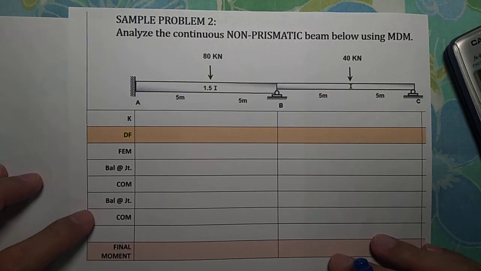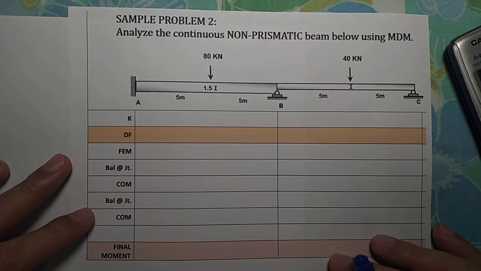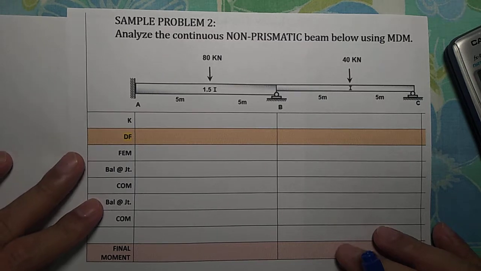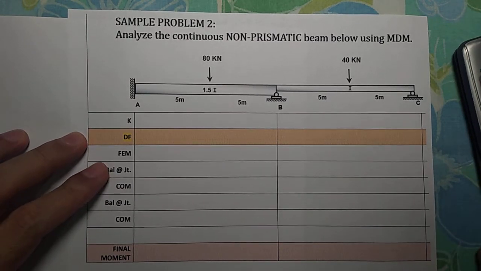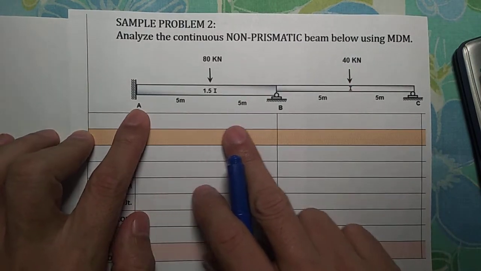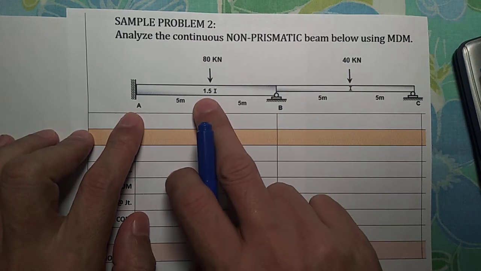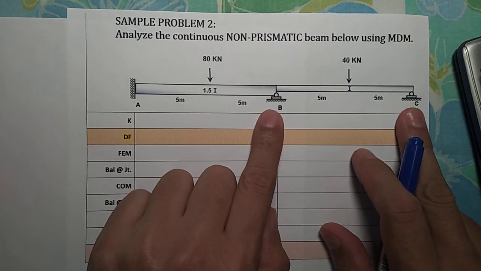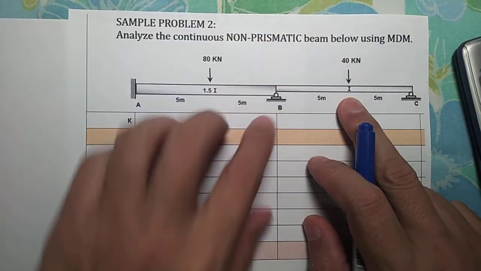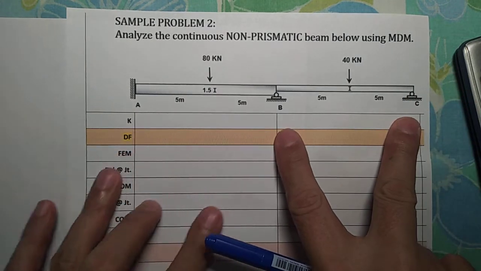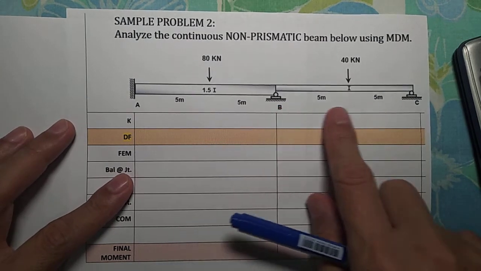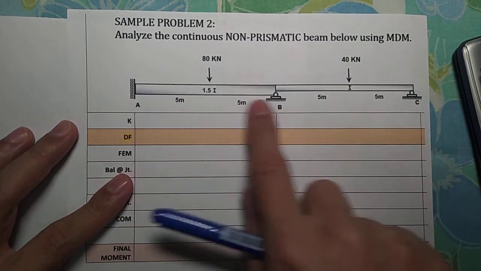Hi guys, again, so we have here my second sample problem on moment distribution method. As per the given sample problem, we have a continuous beam again. This time we have a non-prismatic beam. So let's say for span AB, the inertia is 1.5 of I, and for span BC, the moment of inertia is simply I. So mas malaki yung cross section basically doon sa span AB kaysa doon sa BC. At the same time, we have a roller support at the end of the continuous beam.